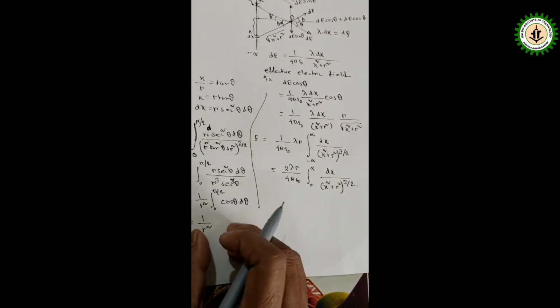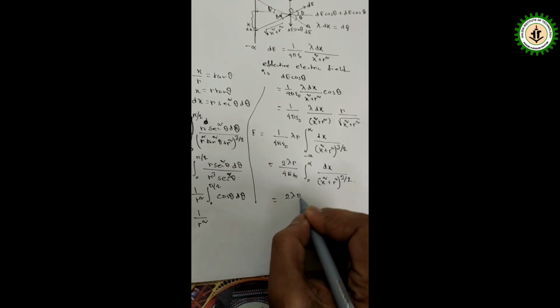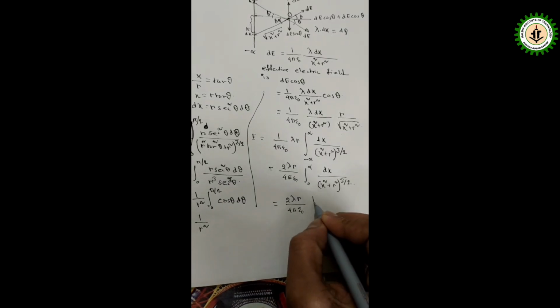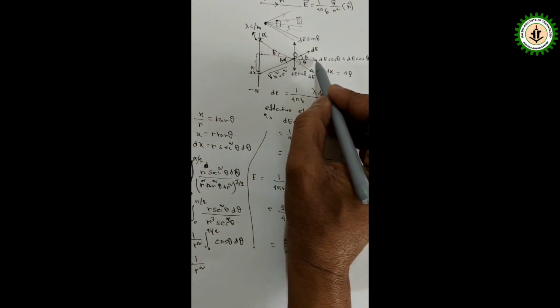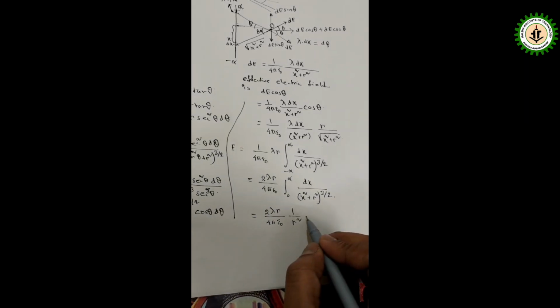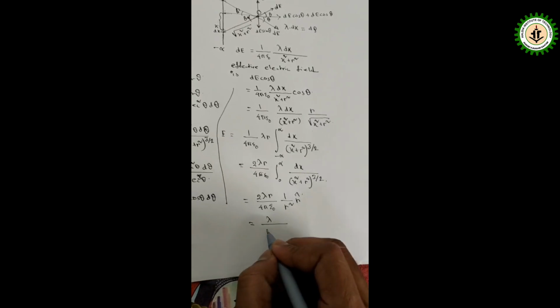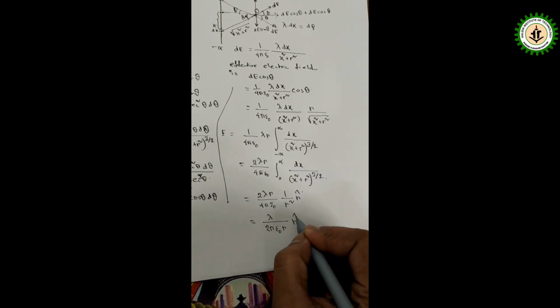So if I put this result over here, I get 2 lambda r by 4 pi epsilon naught into 1 by r square. And if I see the figure, the entire electric field is acting along this direction, and this is nothing but the radial direction. So I can write this is basically r cap. So finally I can conclude the electric field is lambda by 2 pi epsilon naught r along the r direction.